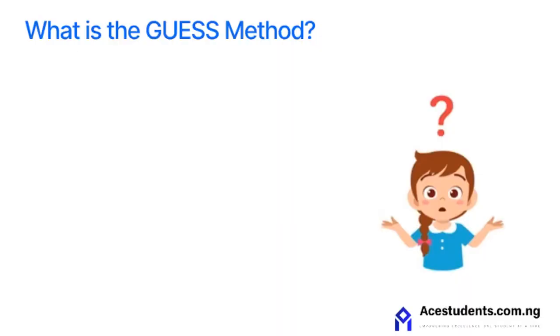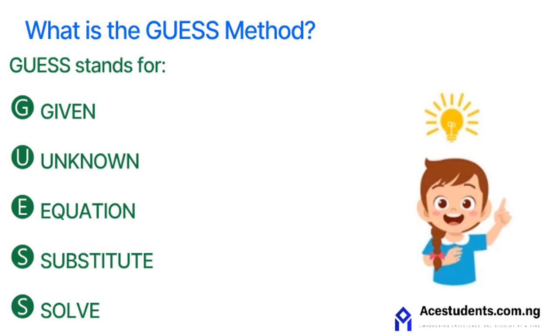What is the guess method? The guess method is a simple and effective 5-step plan to solve any physics question. Each letter stands for a step: given, unknown, equation, substitute, and solve. Let's explore each step one by one.